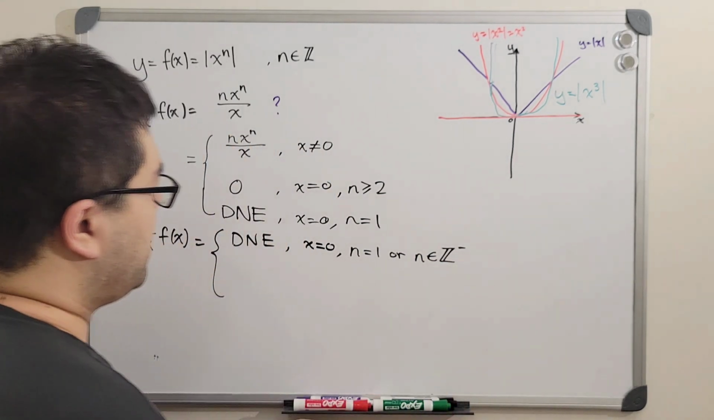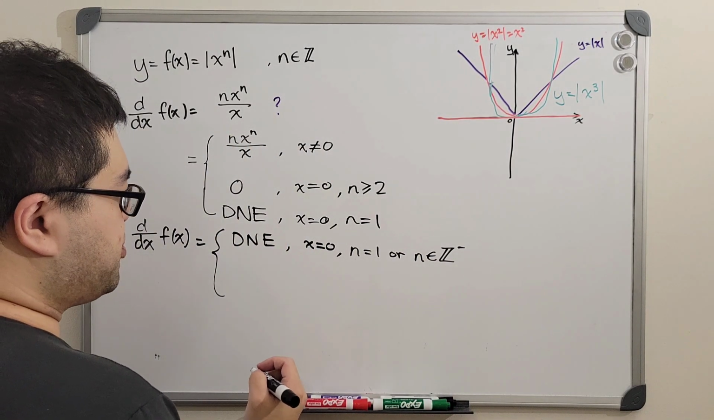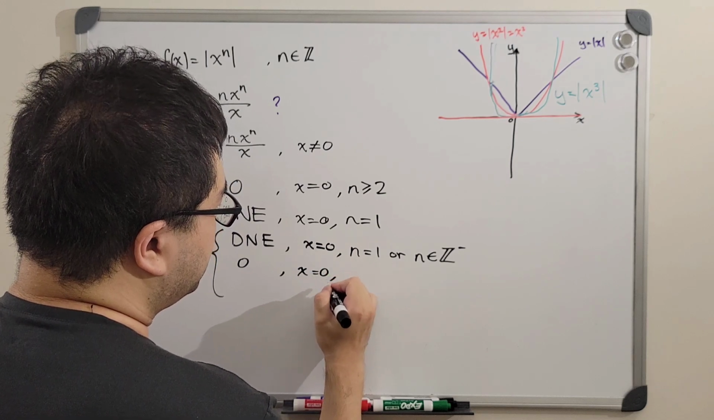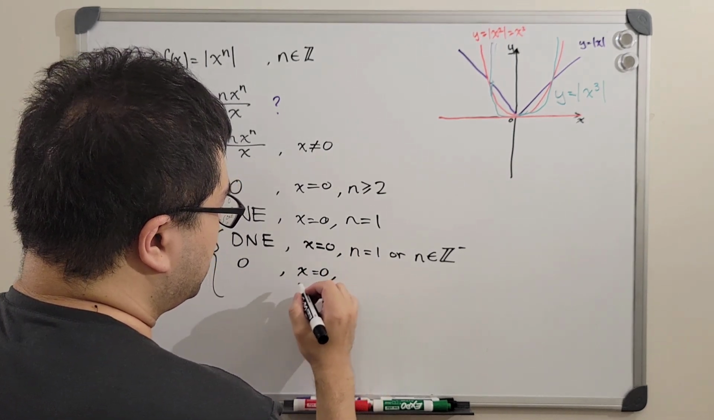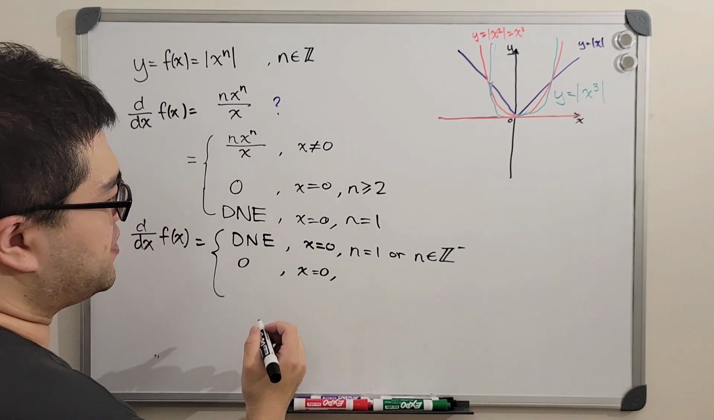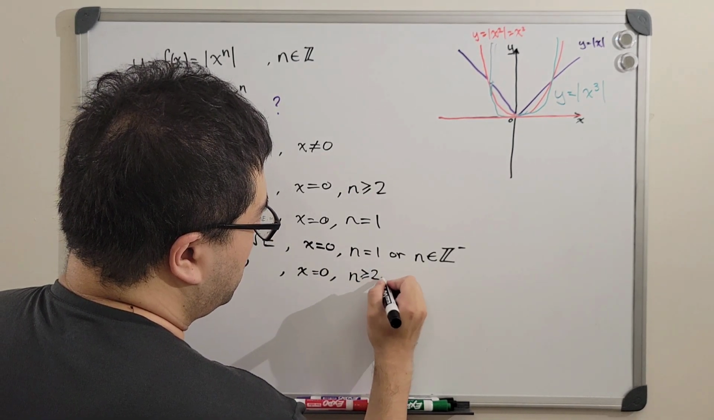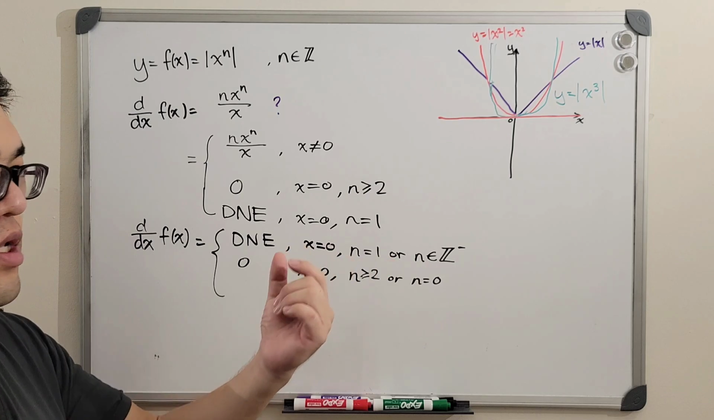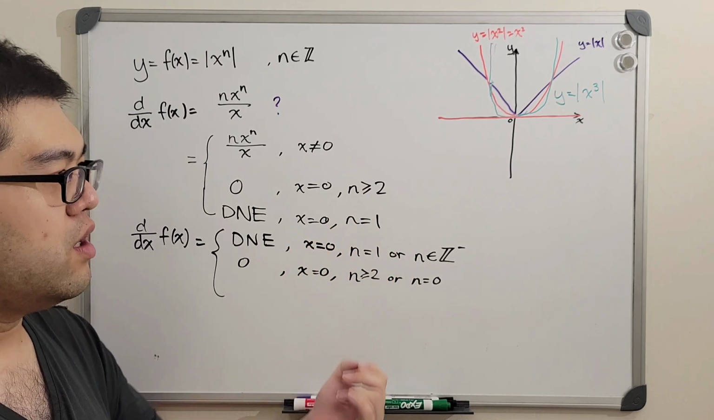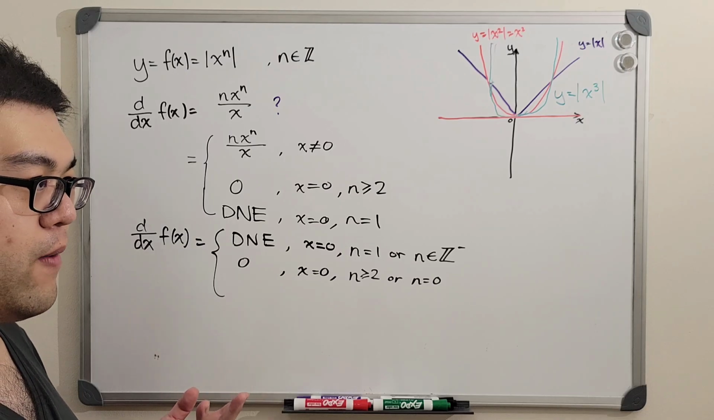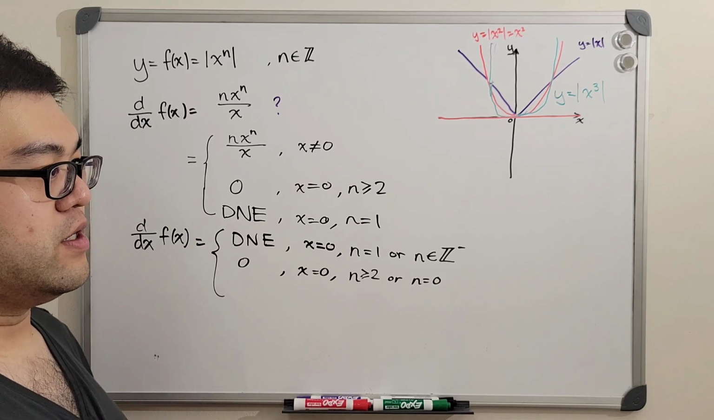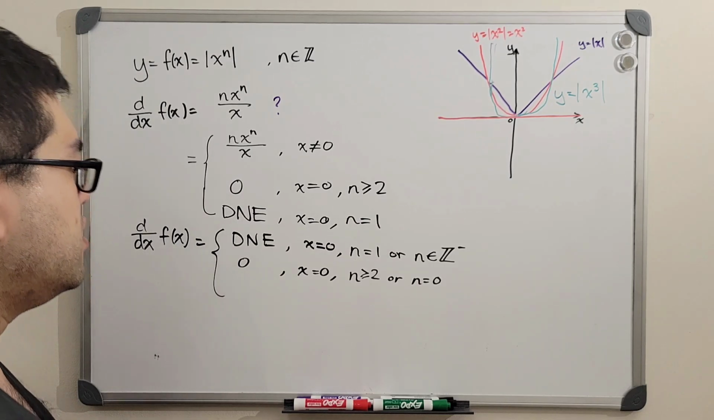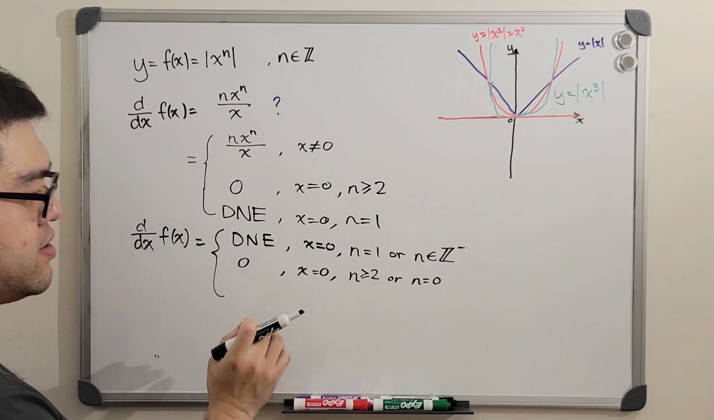Now, when n is equal to 0 or when n is greater than 2, we agree that at x equals 0, the derivative is equal to 0. And again, what does n equal to 0 mean? It's just a constant function, y equals 1. Of course, as a constant function, when we take the first derivative, we just get dy over dx equal to 0. Or we can think that the slope of the constant function is just equal to 0. So that's why we can combine the cases together.